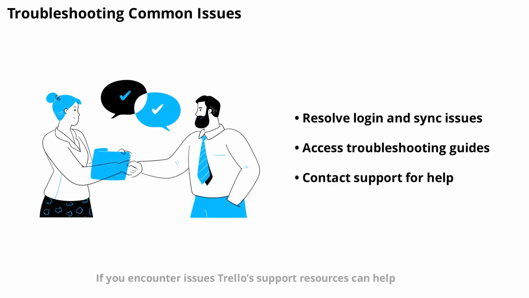If you encounter issues, Trello's support resources can help. Common problems include login errors, sync issues, or missing notifications. Check the Help Center for solutions, or contact support if you need further assistance. Most issues can be resolved quickly with the right guidance.